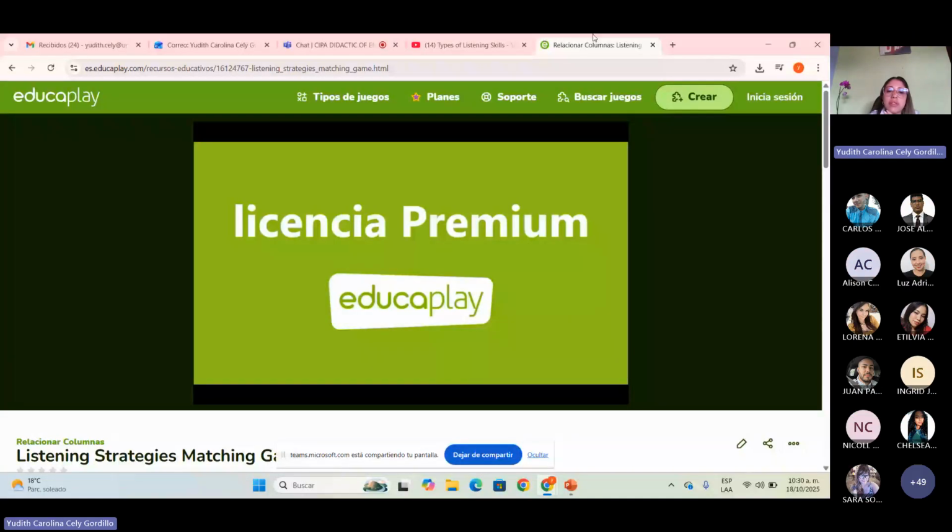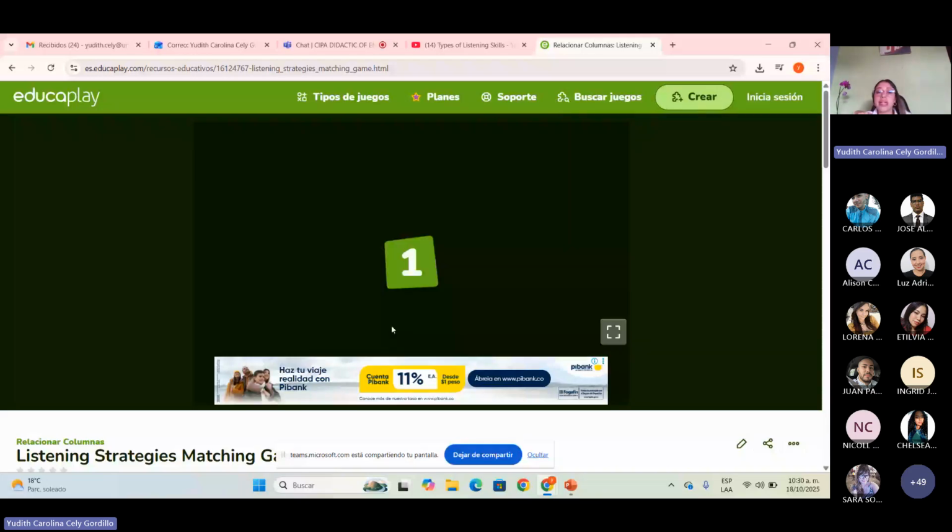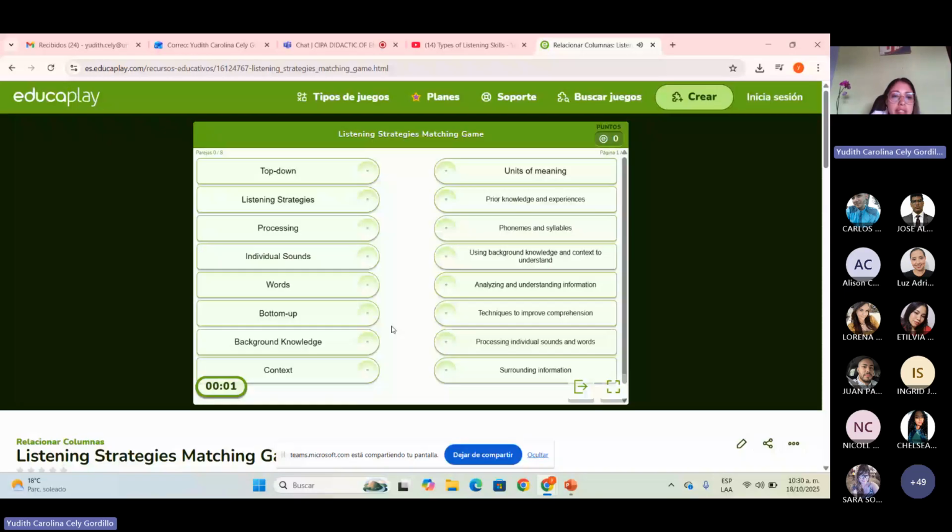Okay, that's right. In this game, we are going to identify all those different words and strategies, and you are going to connect them with their meaning. In this part you have top-down listening strategies, processing, individual sounds, words, bottom-up, background knowledge, and context. These are all those different strategies, and next we are going to talk about the meaning of those words. Tell me, what do you think is the meaning of them? Let's start with the first one. What is top-down?